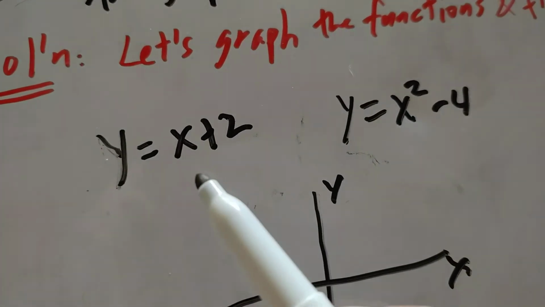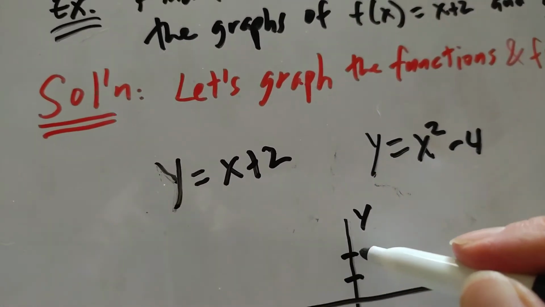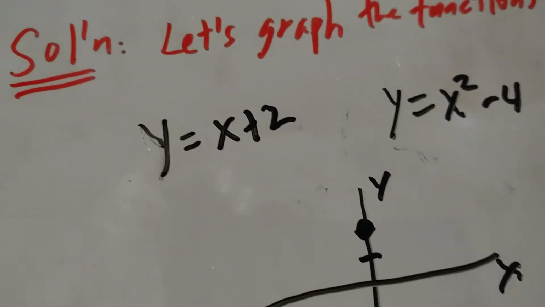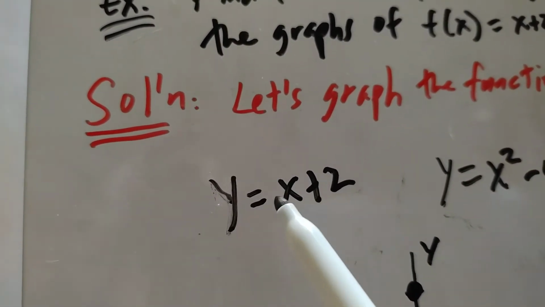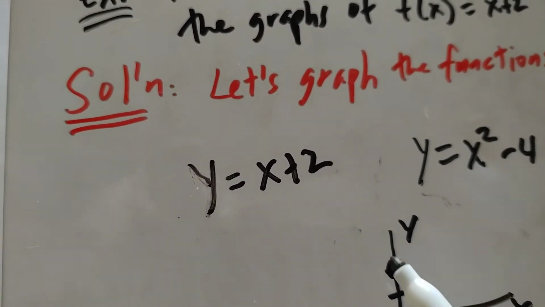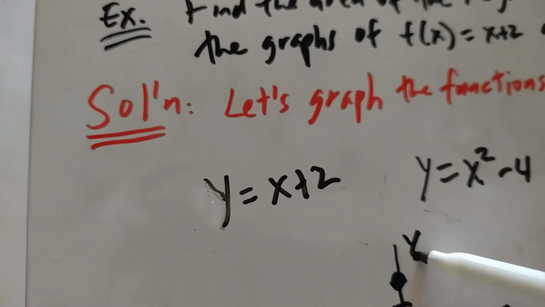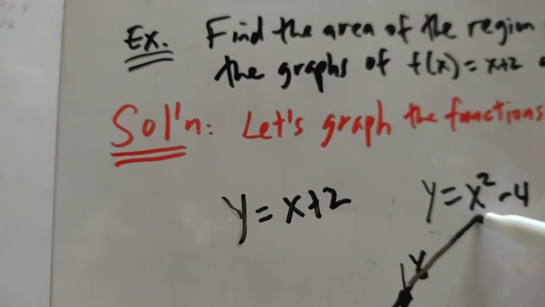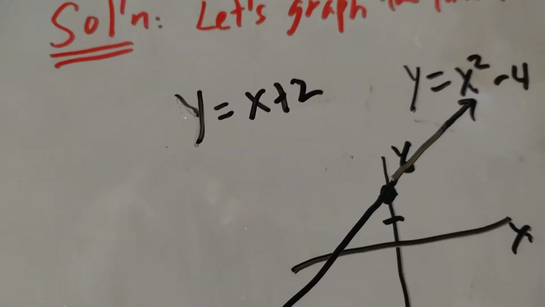So my y-intercept, if I let x equal 0, my y-intercept is 2. So go up 2 on the y-axis, and that point will be on the graph. And then the slope is 1, because the number in front of x is 1. So this is like y equals mx plus b. If the slope is 1, that means I rise 1 and run 1, because rise over run would be 1. So I'll do that right here. And it's just a rough sketch. So there's my line, y equals x plus 2.